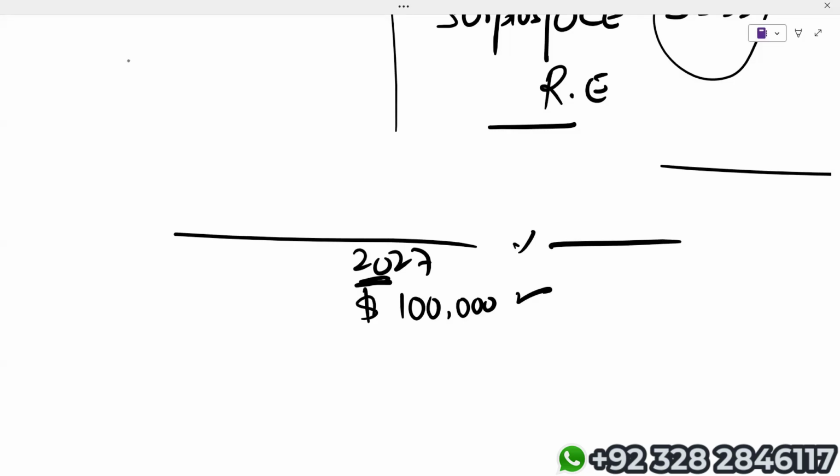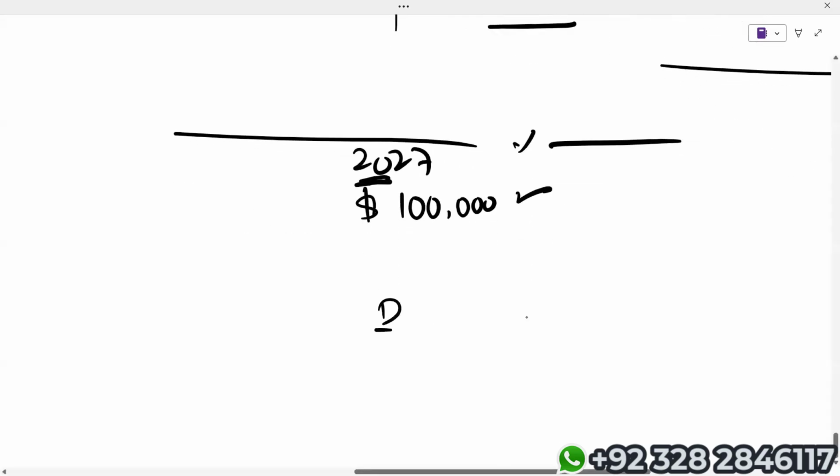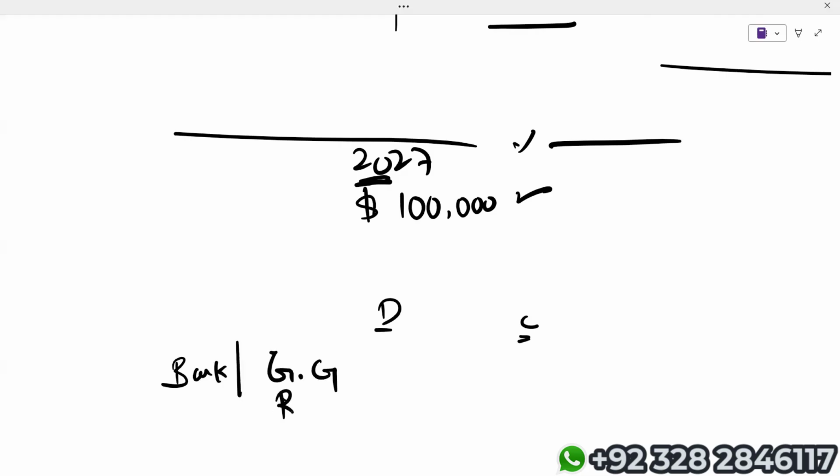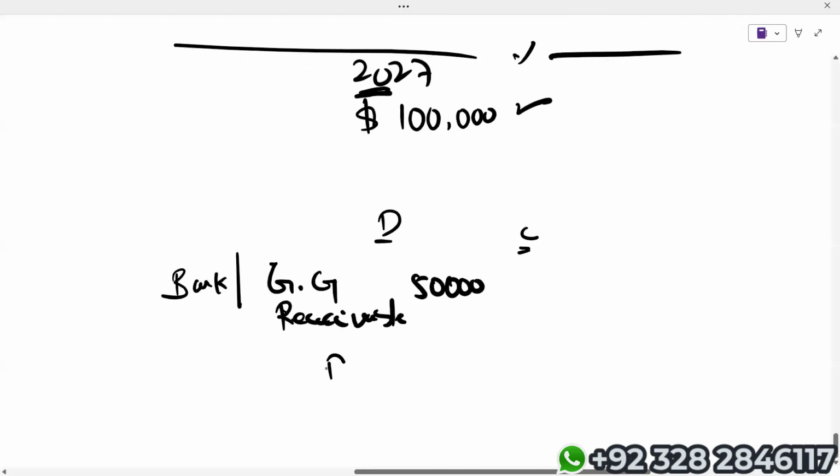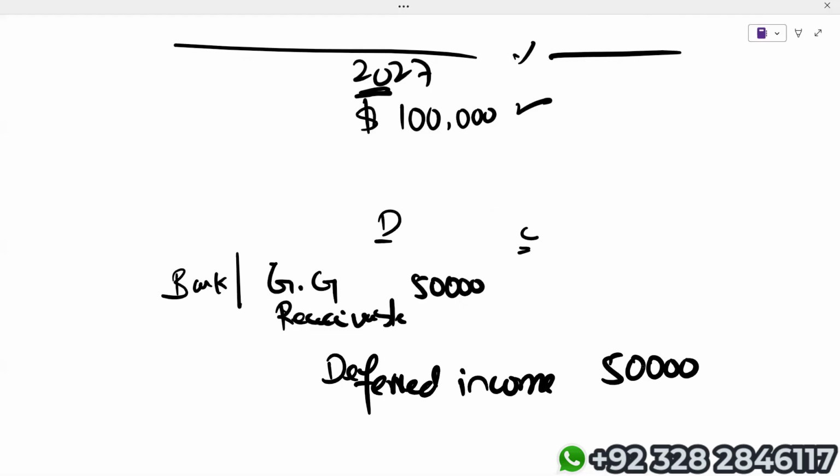Initially, the double entry is going to be, when there is a reasonable assurance that your company is going to get the grant and conditions you are going to meet, let's say either you have received the grant or government grant receivable, debit by 50,000, then deferred income, credit by 50,000. Now listen.